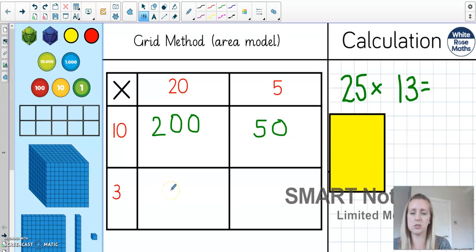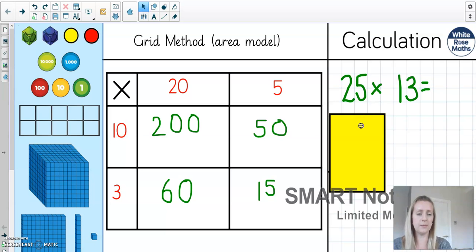This box here, 3 times 20. I'm going to count up in twos: 2, 4, 6, and make it 10 times bigger. So 3 times 20 is 60. And then this last box here, 3 lots of 5 are 15. Now, these 4 answers here, I need to add them together.